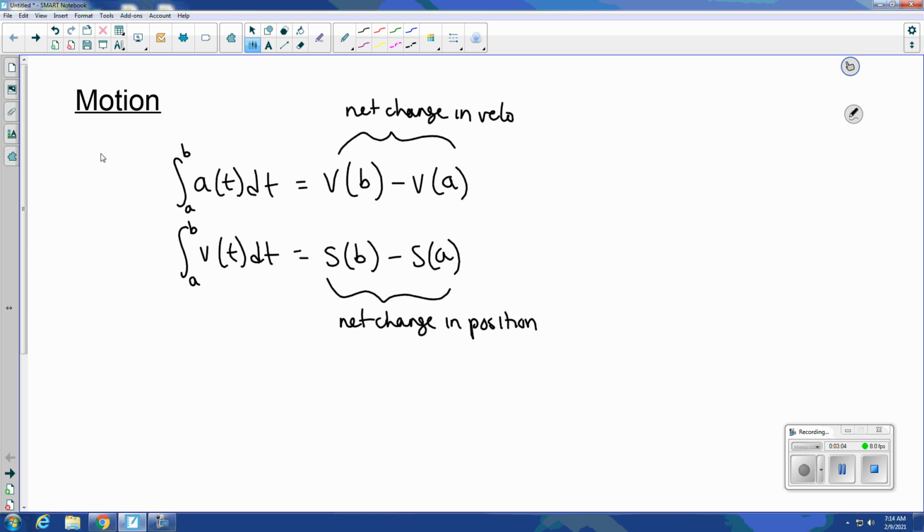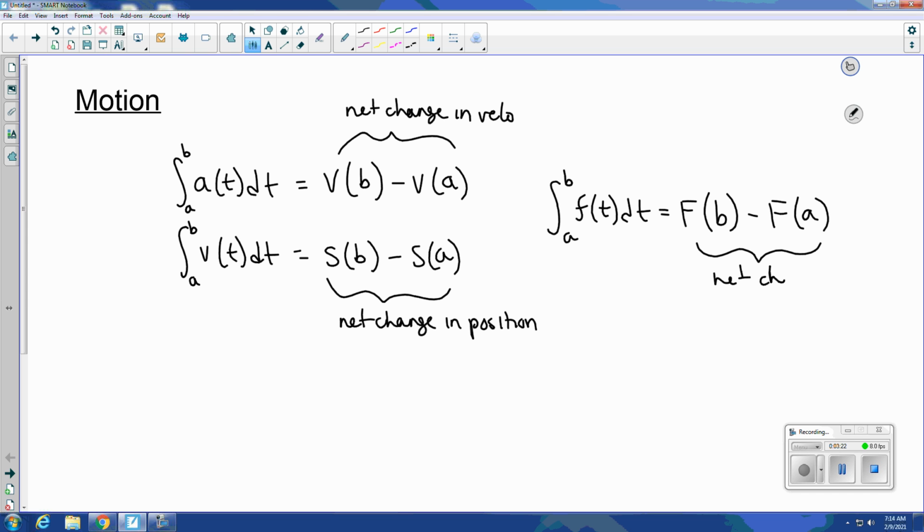So in general, when we evaluate an integral from A to B for some function, we can now think of that antiderivative at the upper minus the antiderivative at the lower as a net change. So that's the difference between the interpretation for the definite and indefinite integral in relation to motion.